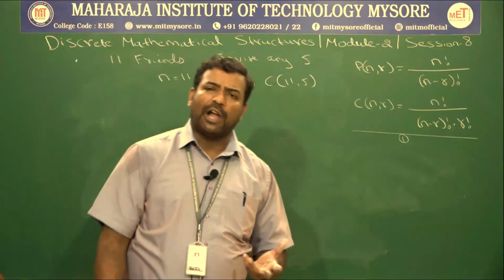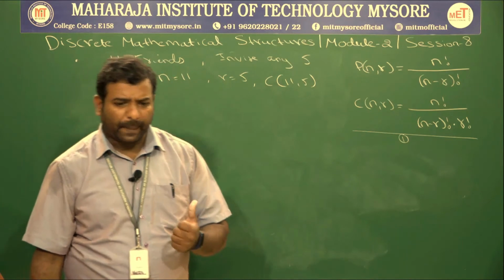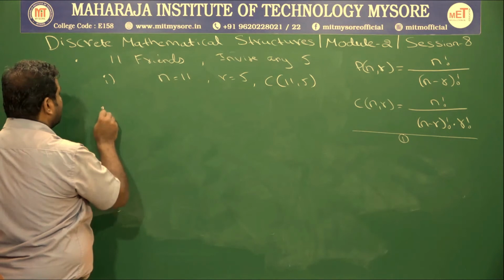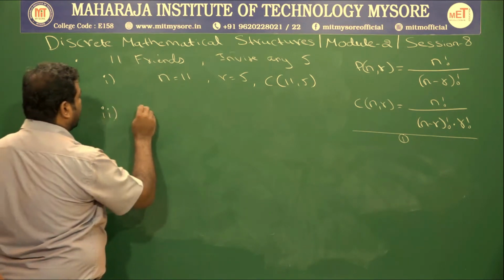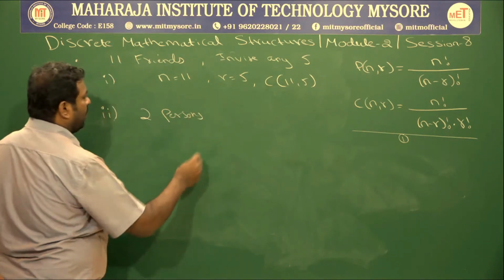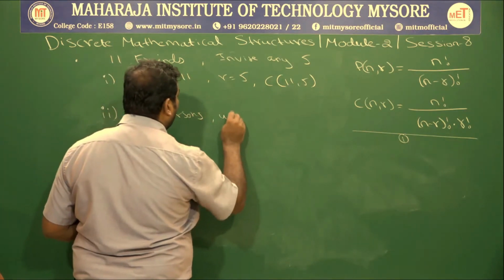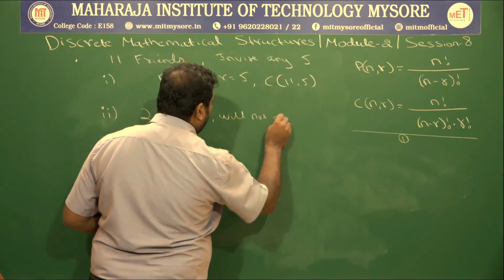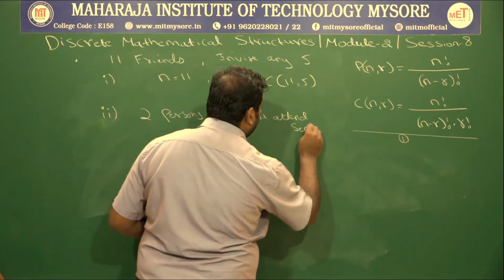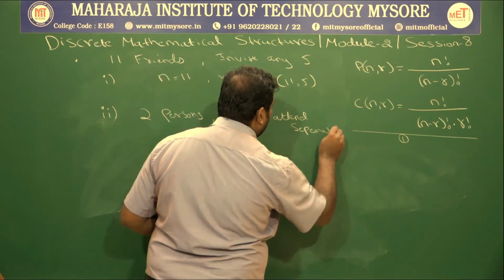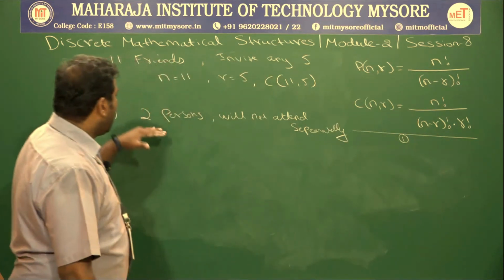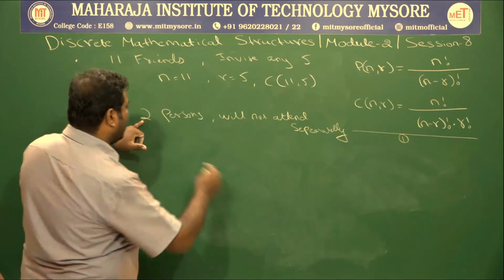So now, in this case, what am I going to do? I am going to have two cases over here. The very first case is the one with no restriction. In the second case, I have two persons out of these 11 who will not attend separately.